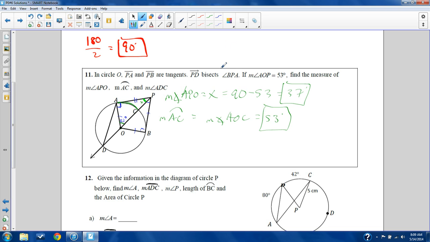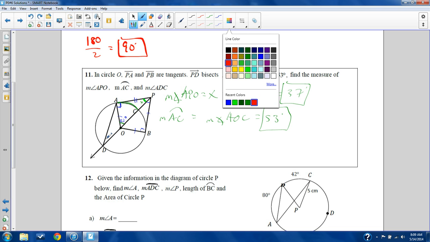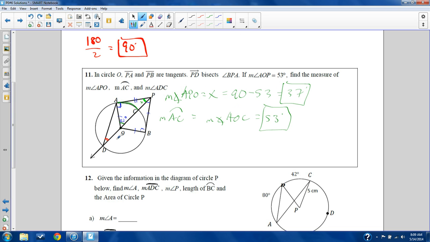Okay, and finally, let's do a different color. Measure of arc ADC is right here. ADC. A and C is this intercepted arc, the same one. Remember, this is 53 degrees. ADC is an inscribed angle. So the inscribed angle will be half the measure of its intercepted arc. Half of 53, which is what, 26.5 degrees. Right there. So it's actually a pretty simple problem.